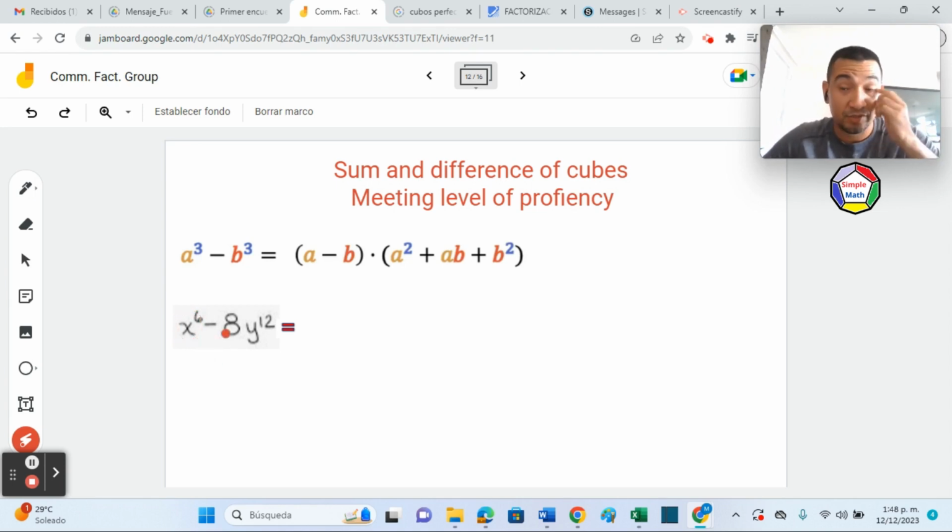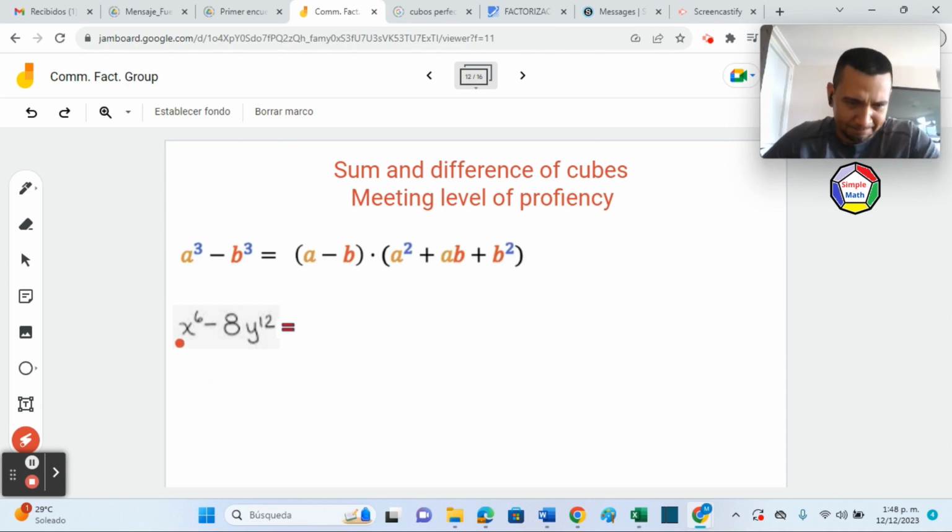But what happened? Why is it not a difference of squares? Because the 8 does not have a square root. There is not a number that multiplied by itself gives us 8. y exponent 12 has a square root, but 8 no. So we cannot factorize this by using a difference of squares formula. So we try the sum or difference of cubes. In this case, it's a difference, and we will use the following steps.